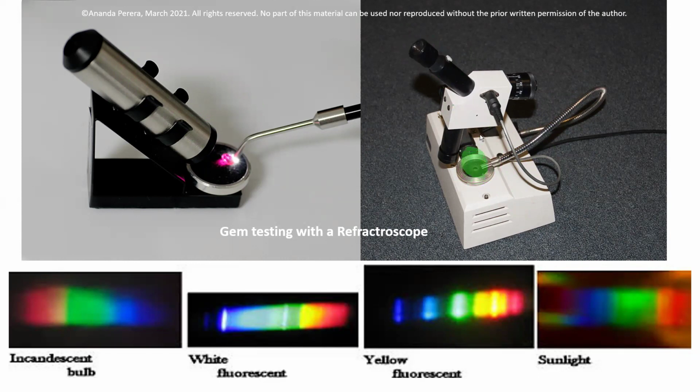Which color range is absorbed by the gemstone? If we look through an incandescent bulb, this is the spectrum we can see through the spectrometer. If it is white fluorescent light, we can see it is like this. If it is yellow fluorescent, it is like this. If it is sunlight, this is the red, green, blue area. So we can use sunlight also, or another light. Right.